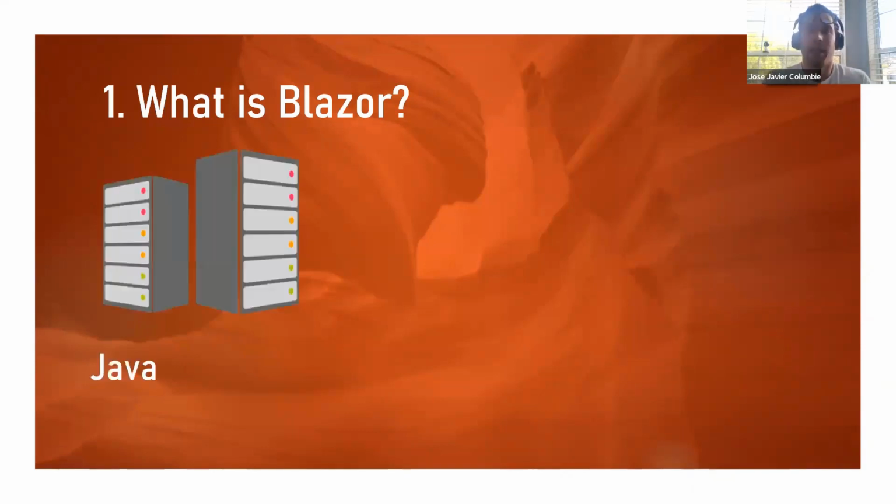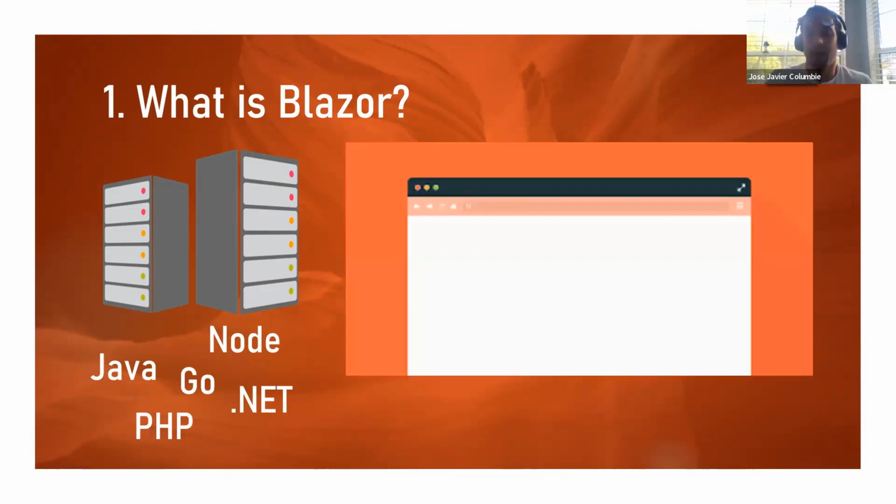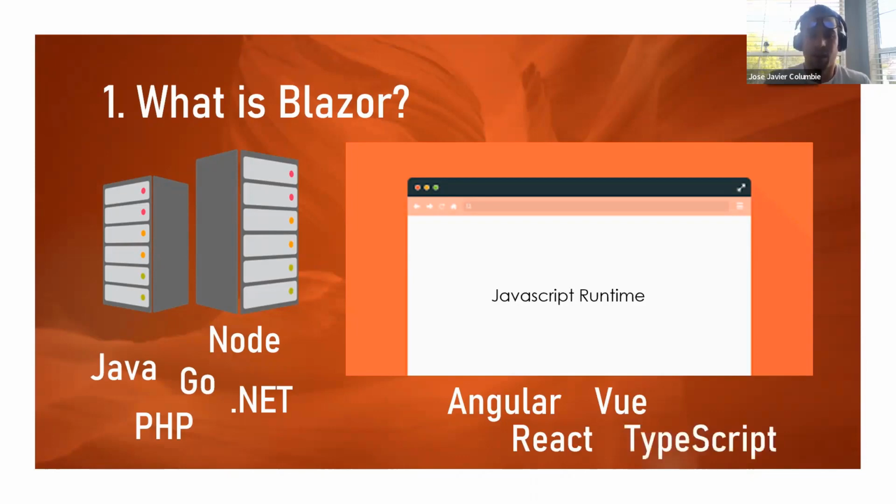That could be running Java, Node, Go, PHP, .NET, running on your Raspberry Pi, on your server, whatever. And then you have the browser. The browser always runs some type of JavaScript framework: Angular, Vue, React, jQuery, or only vanilla JavaScript. If you think about it, there has always been a disconnection. Of course, there is TypeScript if you want strong types, but it's always been through the JavaScript runtime. It has always been this disconnection between writing on the server and writing on the browser.